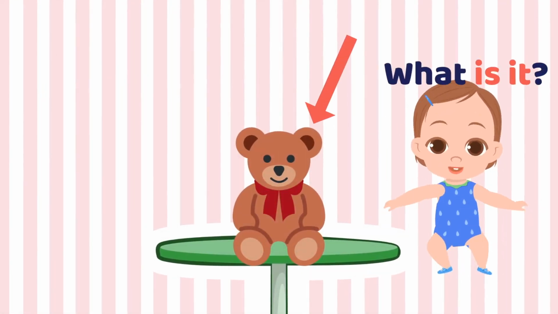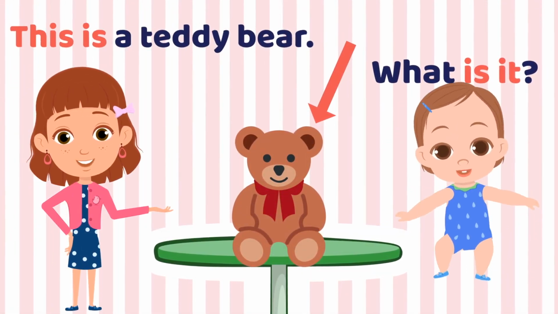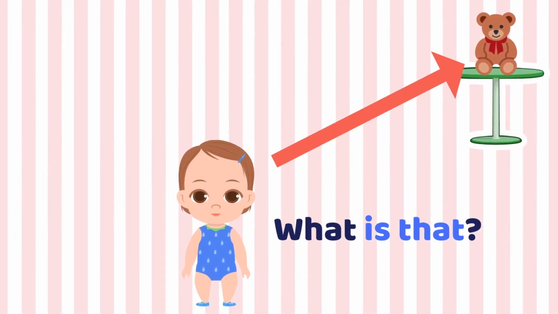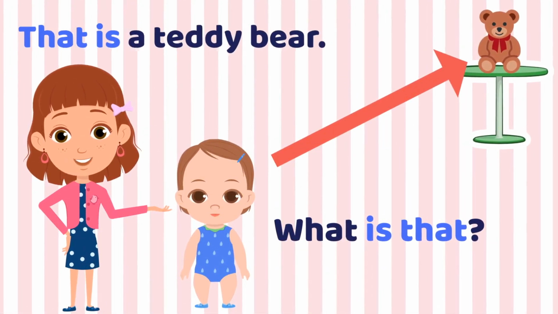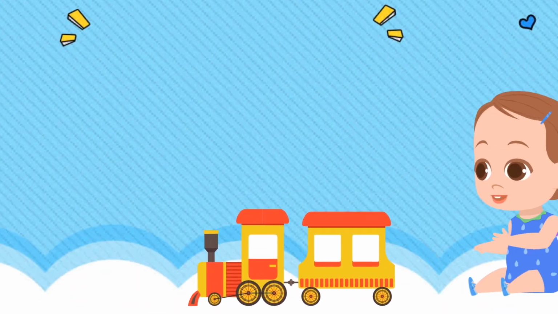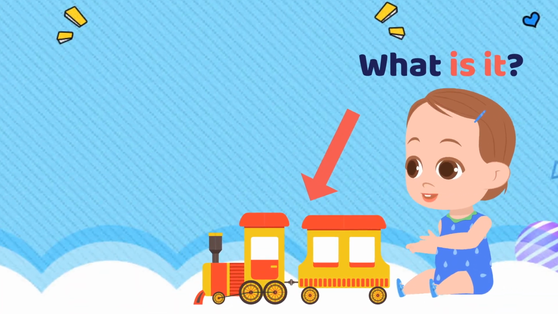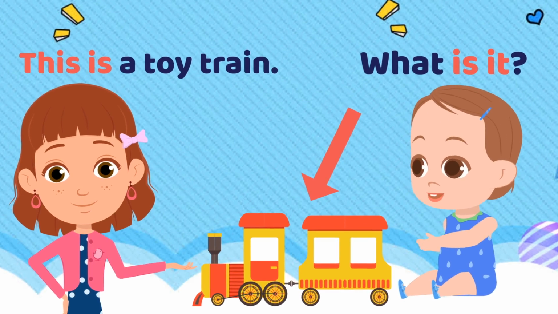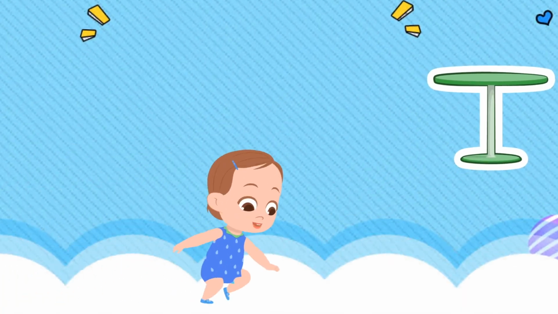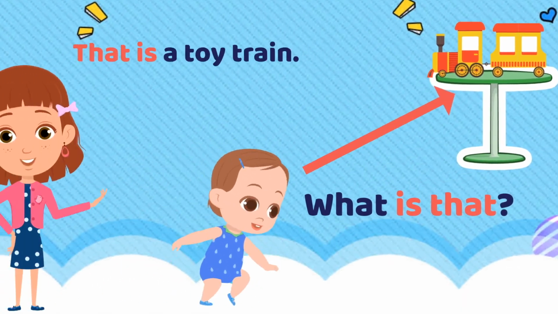What is it? This is a teddy bear. What is that? That is a teddy bear. What is it? This is a toy train. What is that? That is a toy train.